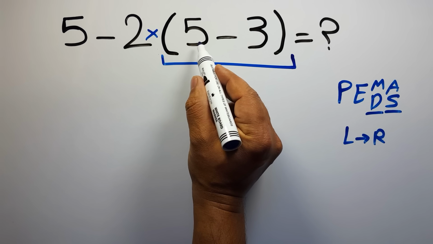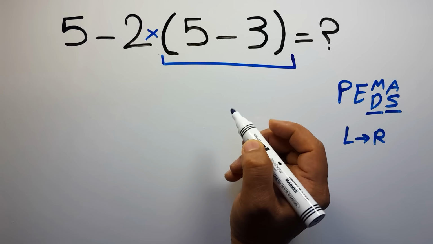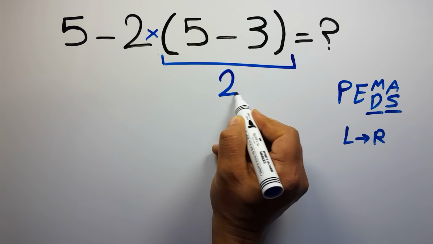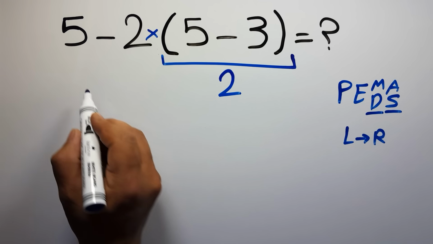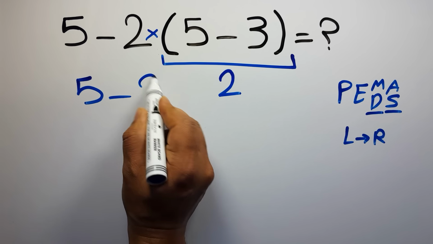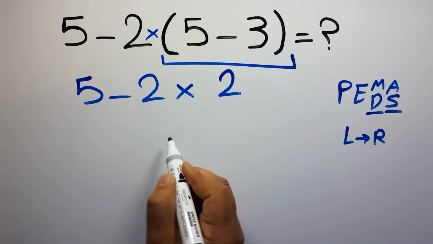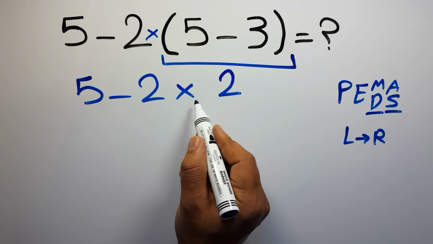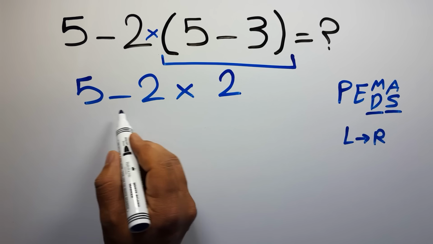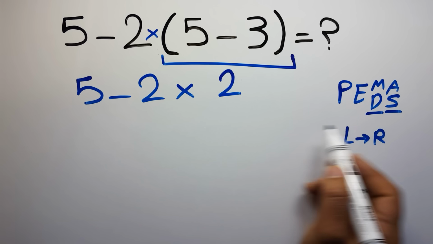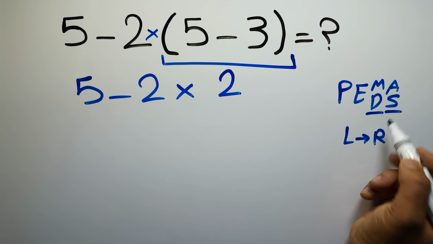Inside this parentheses we have 5 minus 3, which equals 2. So we have 5 minus 2 then times 2. Now we have one subtraction and one multiplication. According to the PEMDAS, multiplication has higher priority than subtraction, because multiplication comes before subtraction.